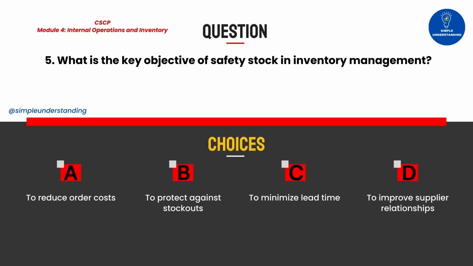5. What is the key objective of safety stock and inventory management? A. To reduce order costs. B. To protect against stockouts. C. To minimize lead time. D. To improve supplier relationships.